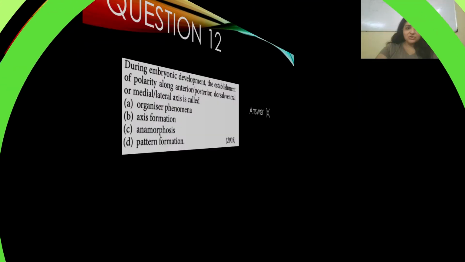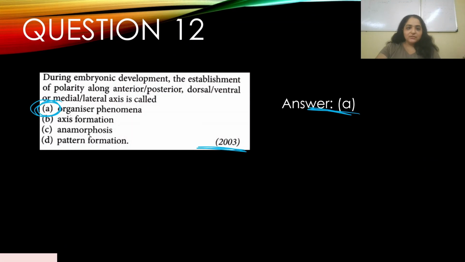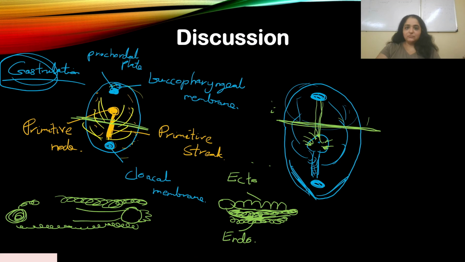Yes, I've answered the question, right? During embryonic development, the establishment of polarity along the anterior, posterior, dorsal, ventral, medial, lateral axis is called organizer phenomena. So now this gastrulation is completed.